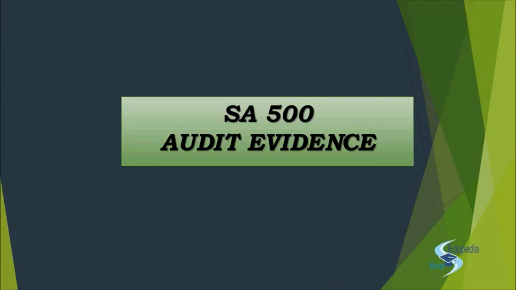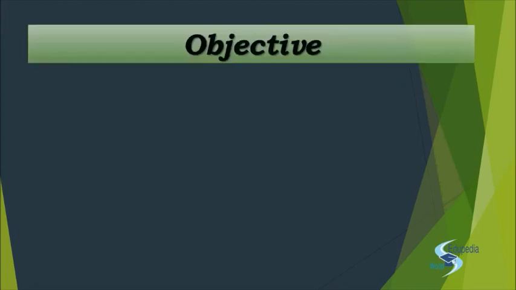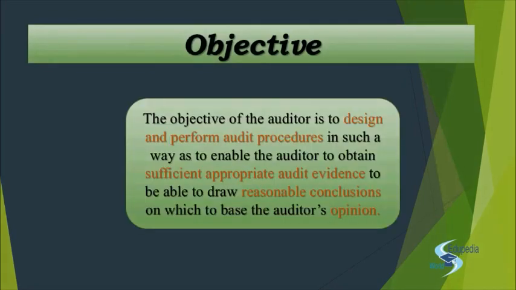So let us have a brief recap so that you are in touch, you are connected with the standard, and then we'll cover the remaining portion today in the lecture, and this will be the last lecture for this standard. We have seen the objective. The objective of the auditor is to design and perform the audit procedure in such a way as to enable the auditor to obtain sufficient appropriate audit evidence to be able to draw reasonable conclusion on which to base the auditor's opinion. There is nothing much to explain, we have already explained it to you earlier.